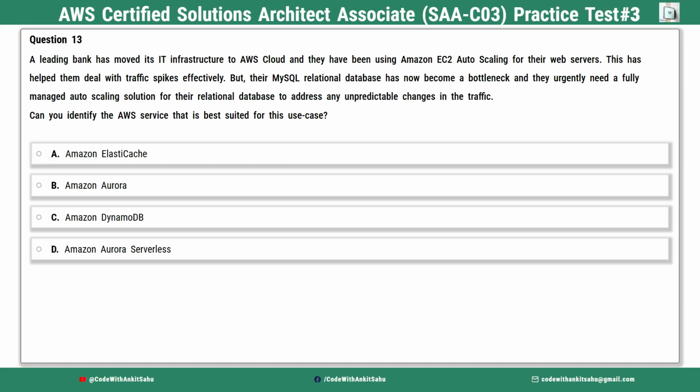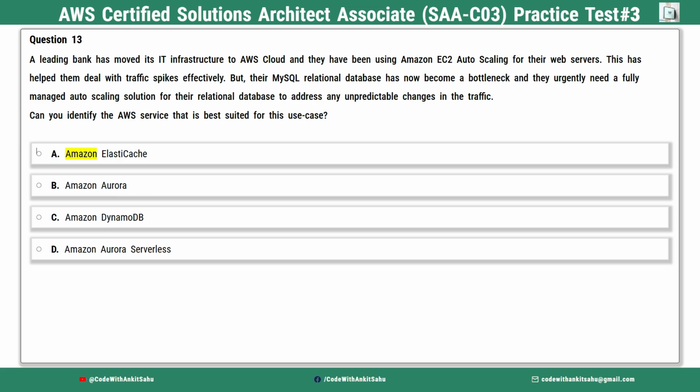Question 13. A leading bank has moved its IT infrastructure to AWS Cloud and they have been using Amazon EC2 Auto Scaling for their web servers. This has helped them deal with traffic spikes effectively. But their MySQL relational database has now become a bottleneck and they urgently need a fully managed auto-scaling solution for their relational database to address any unpredictable changes in the traffic. Can you identify the AWS service that is best suited for this use case?